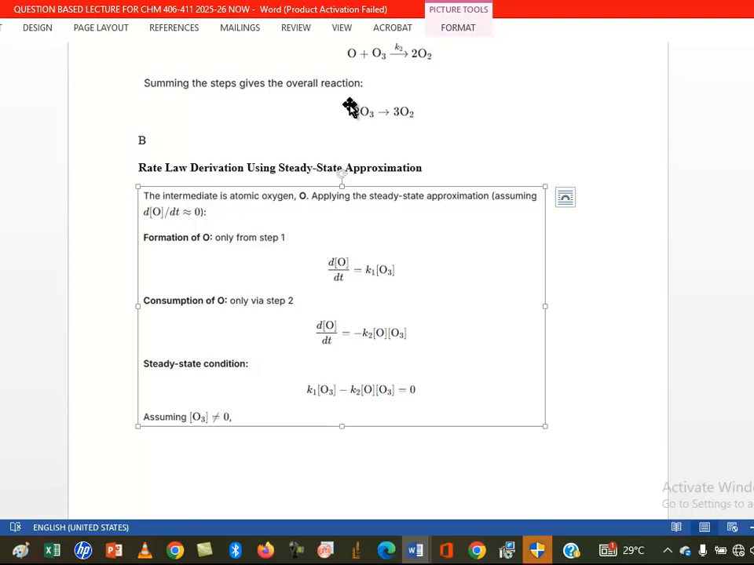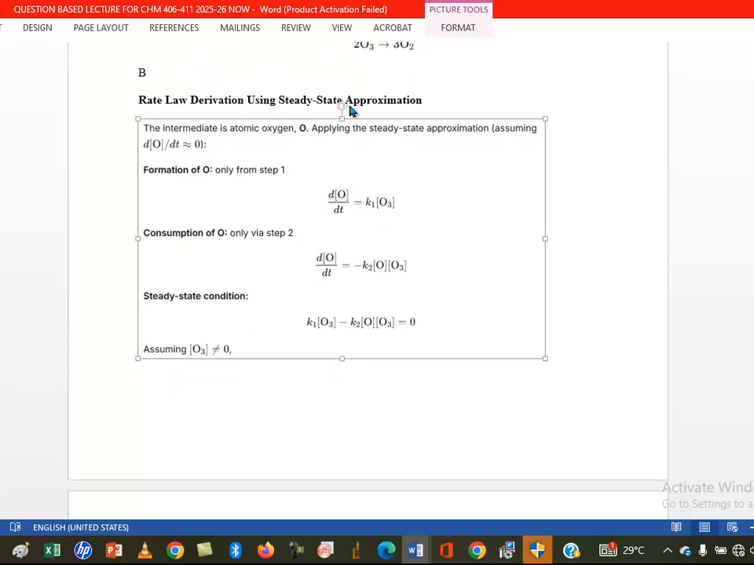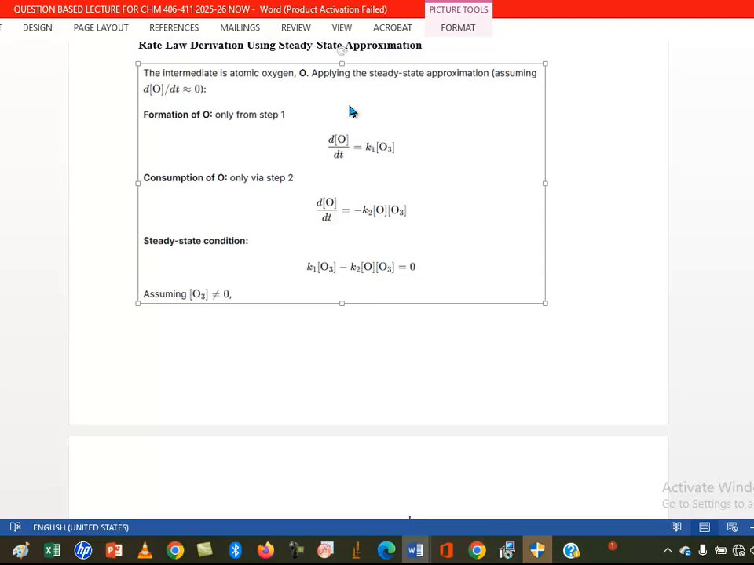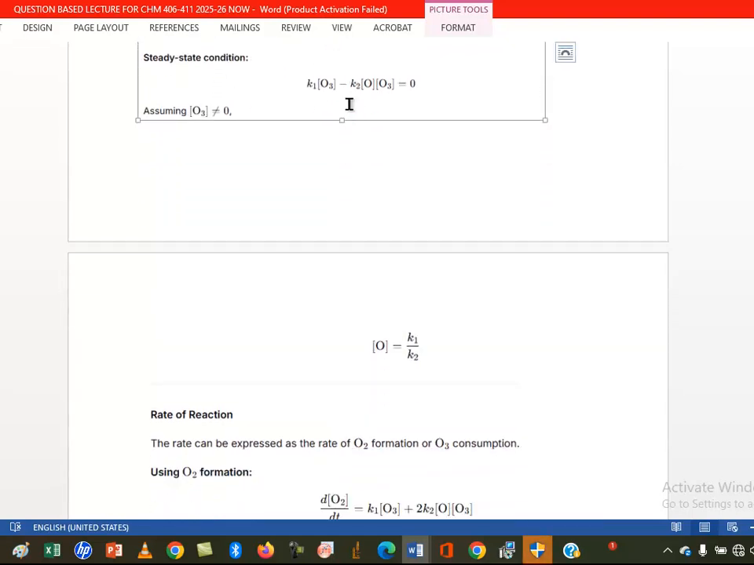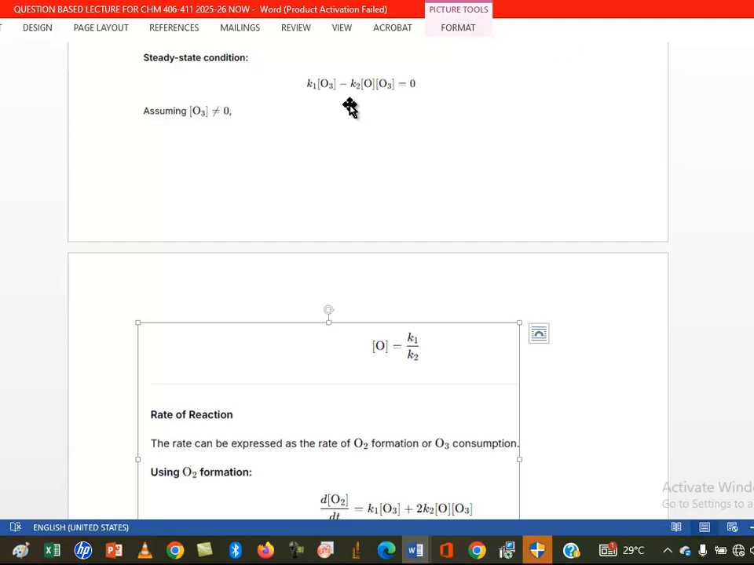So you can work this out on your own to make O the subject of formula. And when you do that, you get this: K1 over K2 is equal to [O]. Now that is the equation for your intermediate. So this equation you are going to put into the rate equation for the product, which is what we are about to do next.